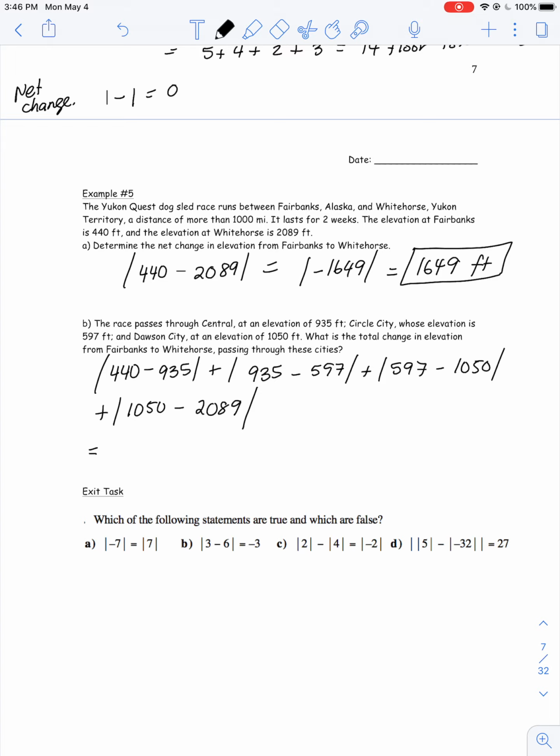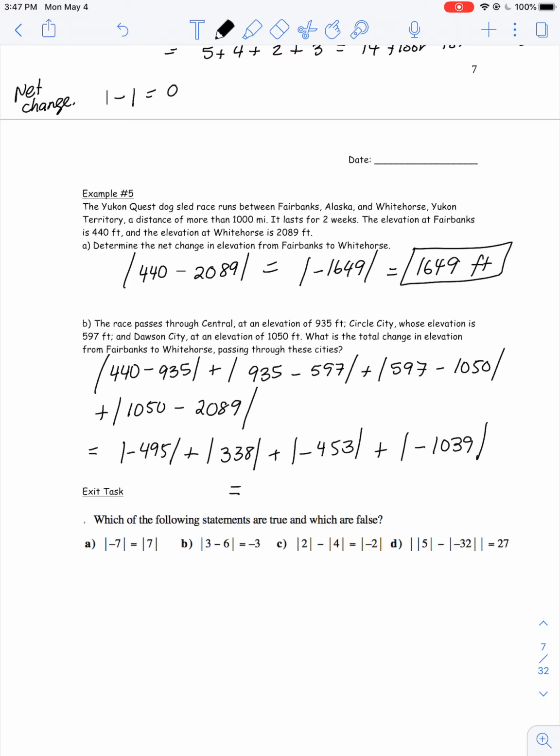So we want to find out what each of these numbers are, and then we're going to add up all the answers. So 440 subtract 935, we get the absolute of negative 495. 935, we are subtracting 597, and we get 338. 597, subtract 1050, we get negative 453. And finally, 1050, subtract 2089, we have negative 1039.